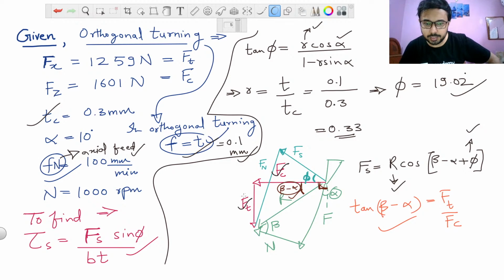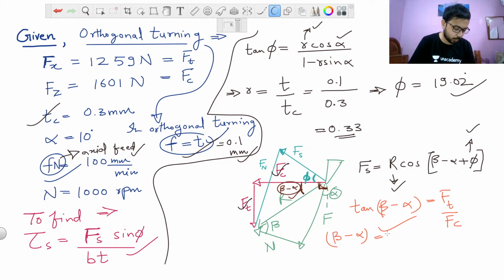In this right angle triangle of Ft, Fc and R, this angle is beta minus alpha, as I have discussed. So Ft by Fc will be tan of beta minus alpha. Simple, but you have to remember it. So from here you will get beta minus alpha, which we need in order to find the value of Fc. You can just calculate it: Ft by Fc will be 1259 divided by 1601.